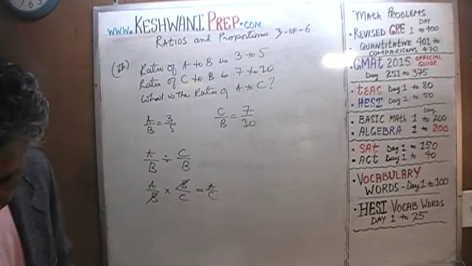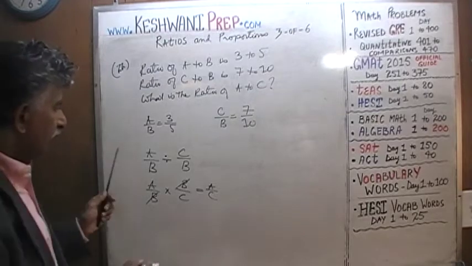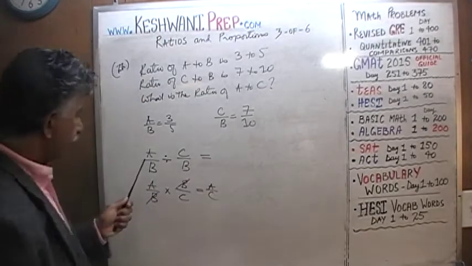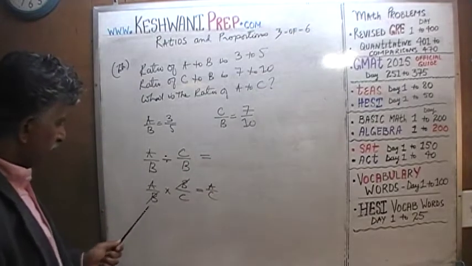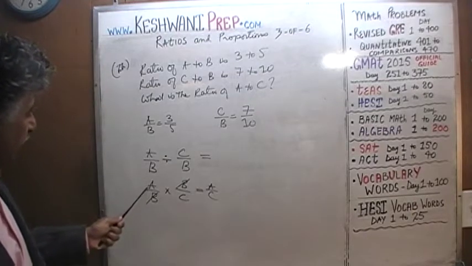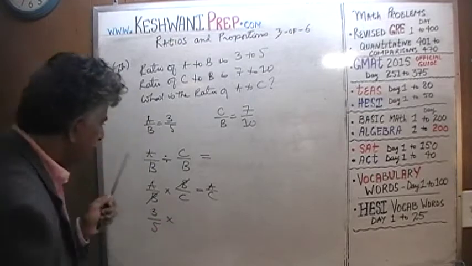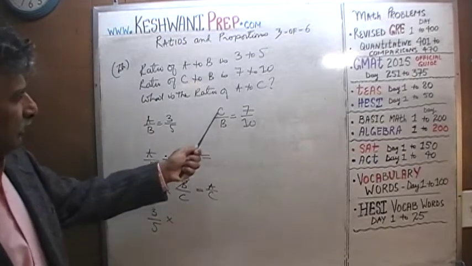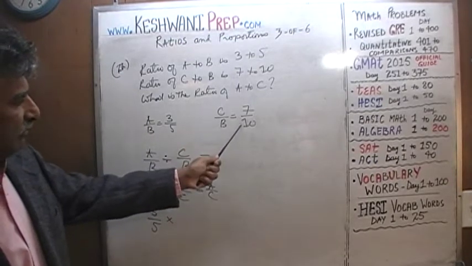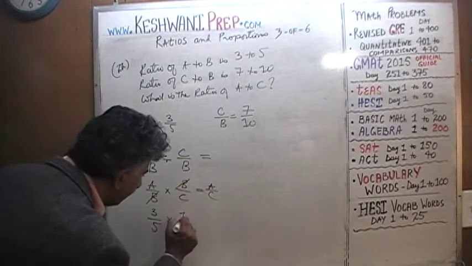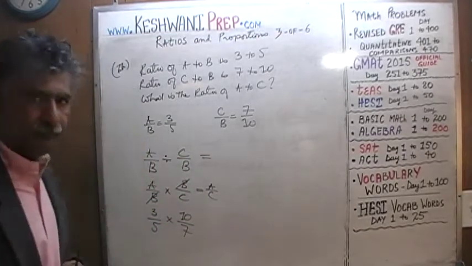So that's what we have to do here. So we can continue right here. A over B, which is 3/5 times B over C. Keep in mind, B over C. It's not C over D, it's B over C. B over C is going to be 10 over 7, and we are done.